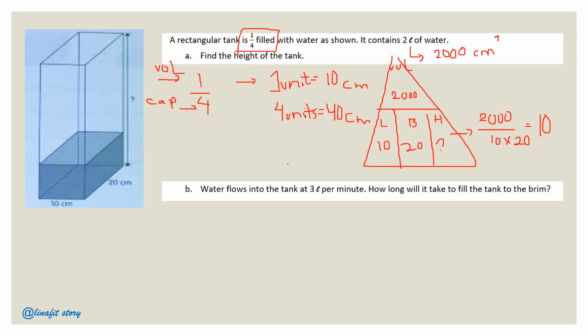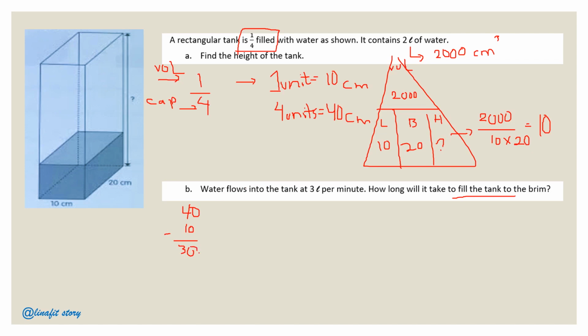B. Water flows into the tank at 3 liters per minute. How long will it take to fill the tank to the brim? Now we should find the height of the tank to be filled. The height of the tank is 40. The height of the water level is 10. So the difference between them is 30 cm.